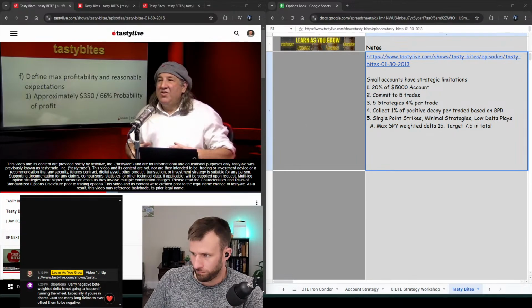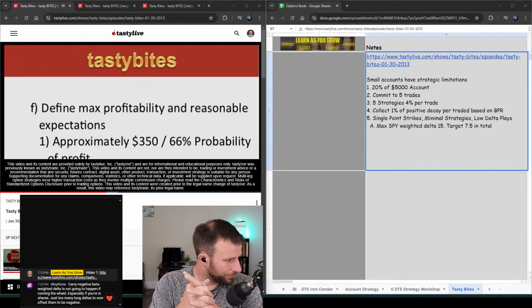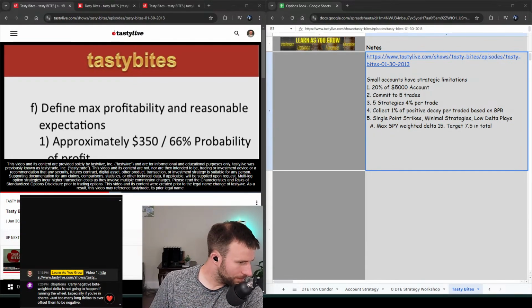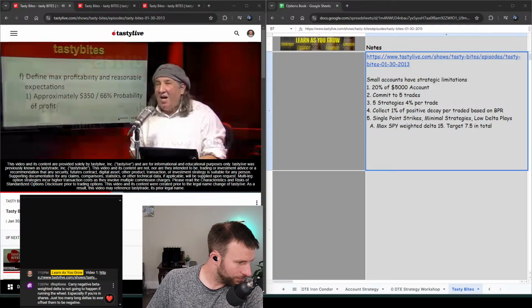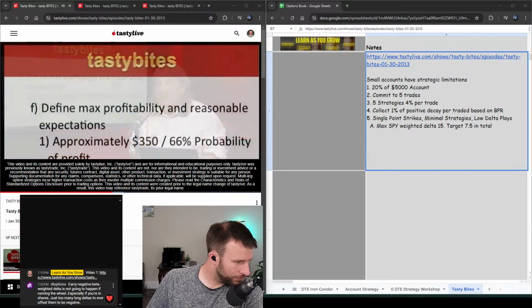So define max profitability and reasonable expectations. Okay, so approximately $350 is your max profitability, and your probability of profit is about 66%. Again, remember, we can't take this out of context. This is all based on committing $1,000 of capital. So now, is $350 or 35% for 45 days isn't that a ridiculously optimistic number? The answer is, of course, it is. Read the top line, which says define max profitability.